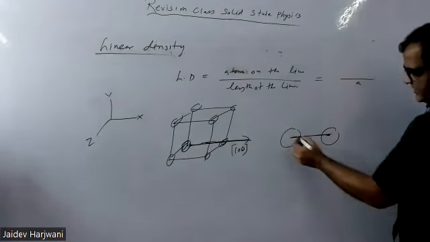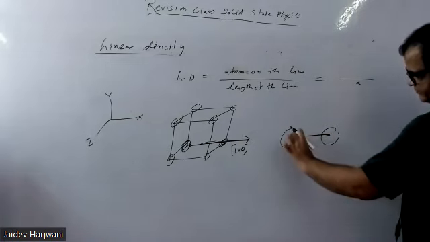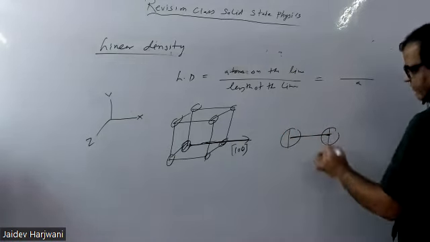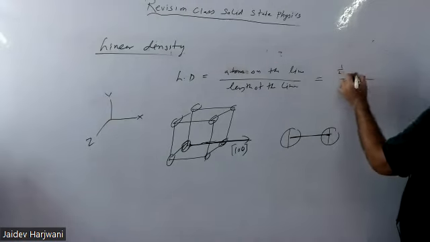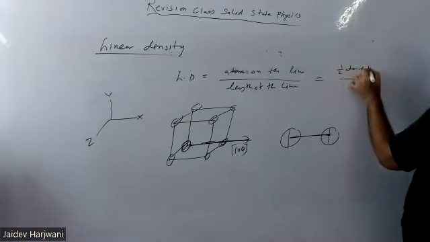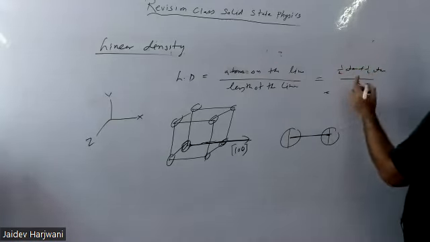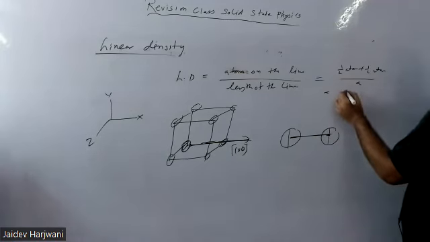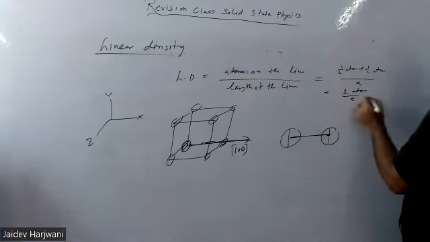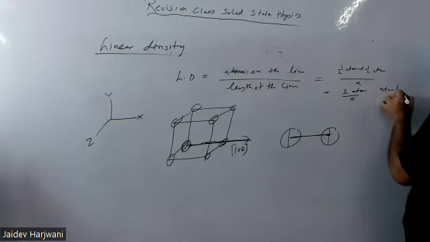And this length covers how many atoms? Half of this atom and half of this atom. So half atom plus half atom is a total of 1 atom. So this is 1 atom upon A. So this is basically atoms per length.